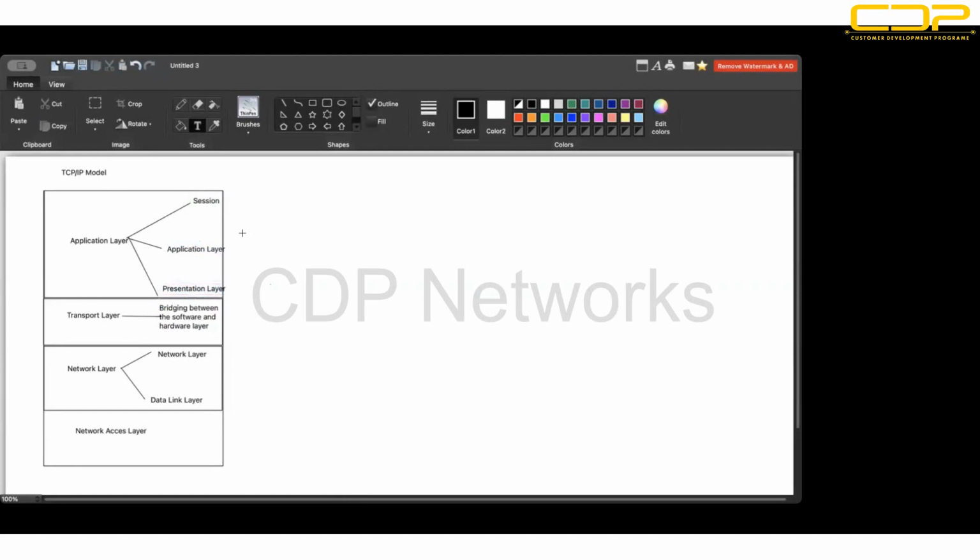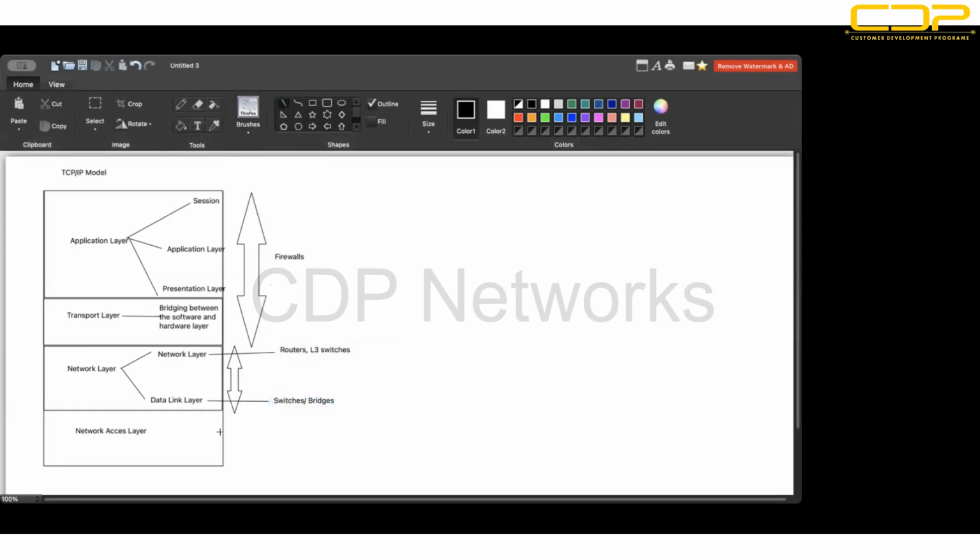Now, if we talk about devices, we have firewalls running from here to here. Then what do we have here? Switches and routers. Let me mark here. At the network layer, we have either routers or L3 switches. At the data link layer, we have switches and bridges.